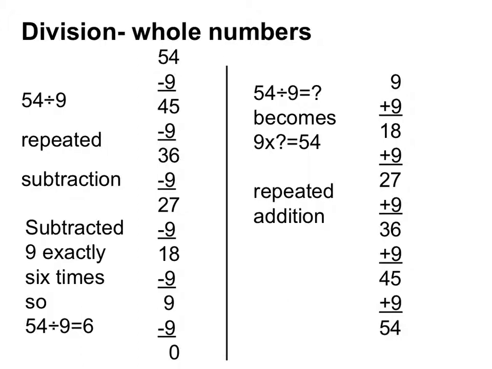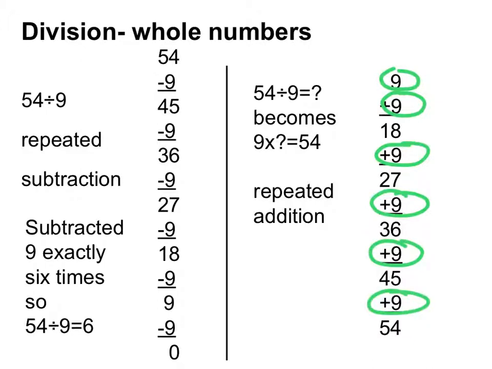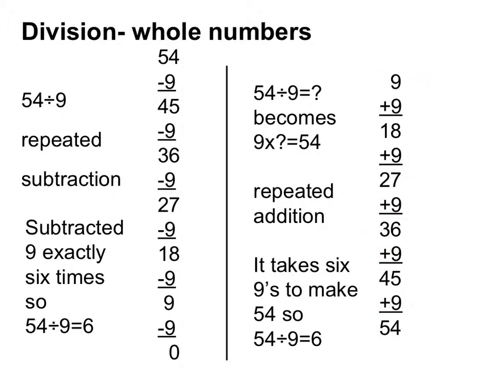And we're again going to look at how many 9s we added. So I had 1, 2, 3, 4, 5, 6. So it takes 6 9s to make 54, so 54 divided by 9 is 6.